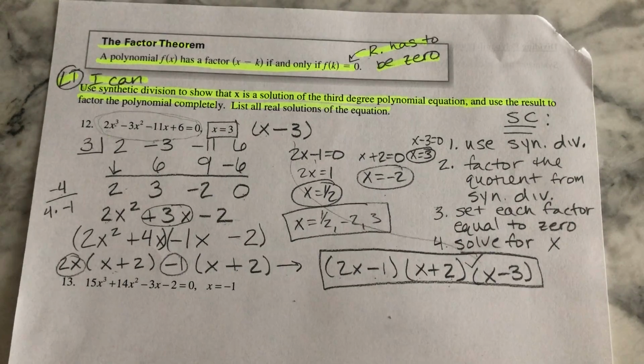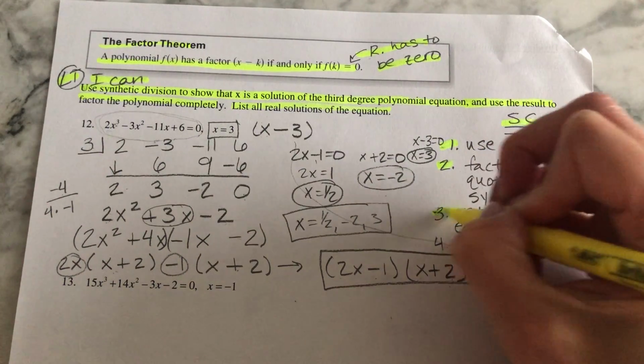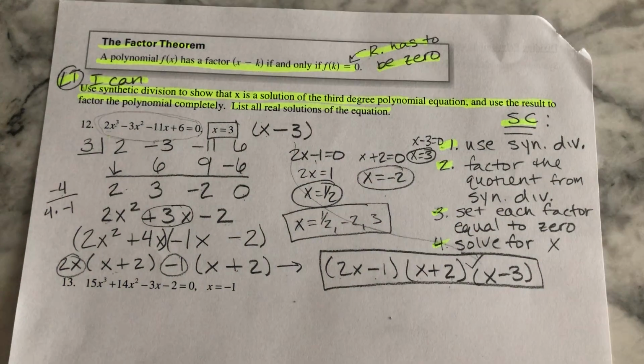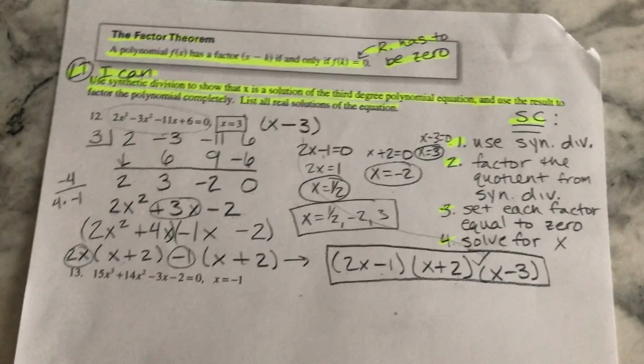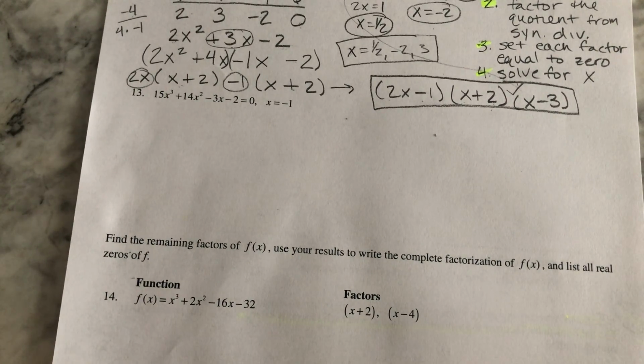Okay. Use your success criteria to try 13 on your own. So go ahead, pause the video and try 13. Okay, let's go over 13, see how you did.